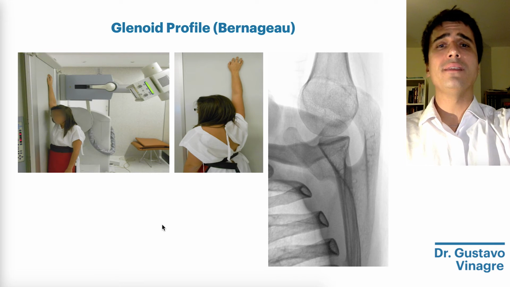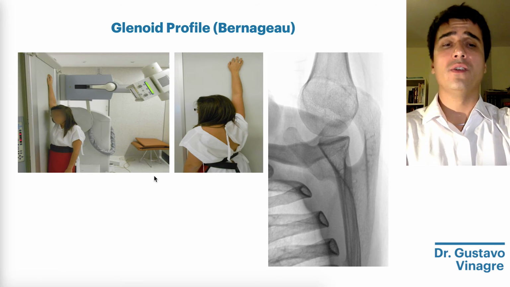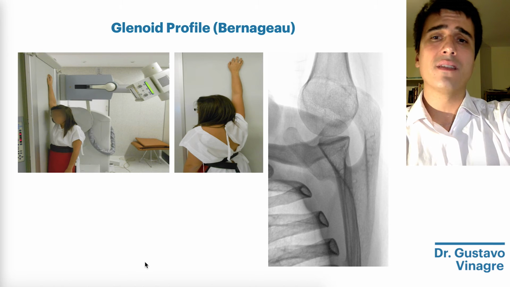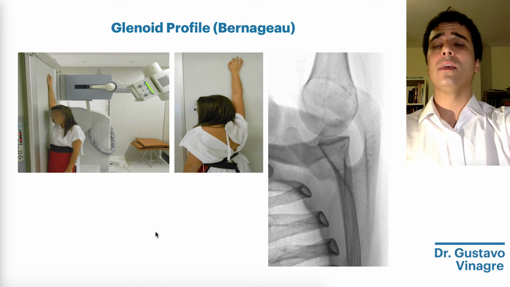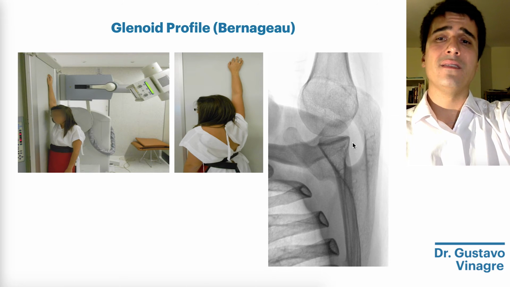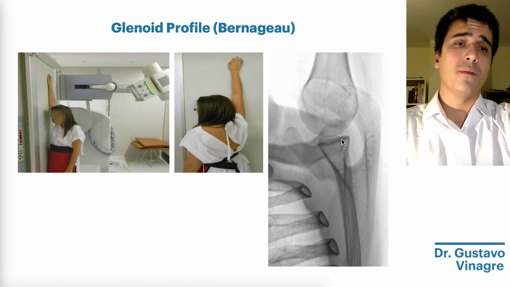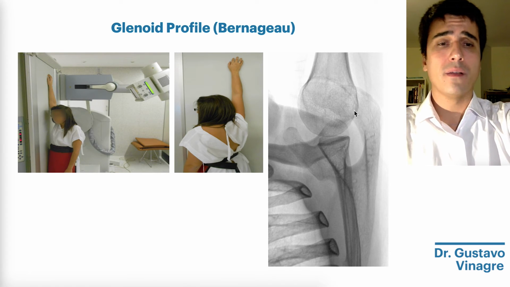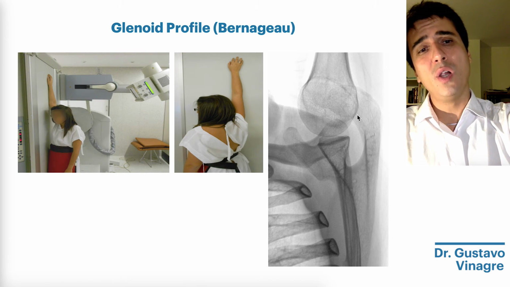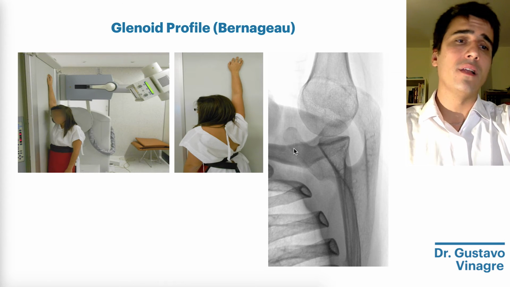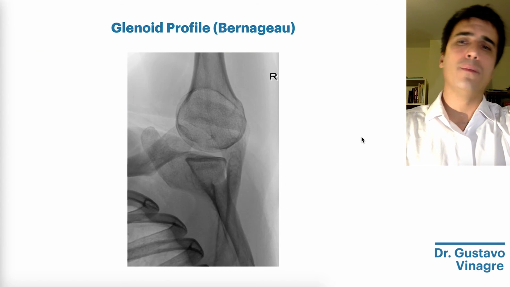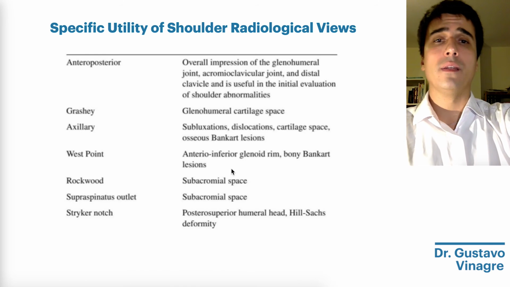And this one is the glenoid profile or Bernageau view. Here you ask the patient to be in this position. If he is too tall, he has to bend his knees and be on his knees there. So here you can see all the humeral head. So you can see a Hill-Sachs lesion as well as a Bankart. Okay, so it's the best one for instability.